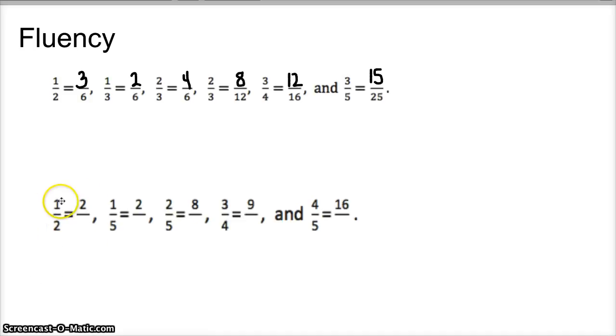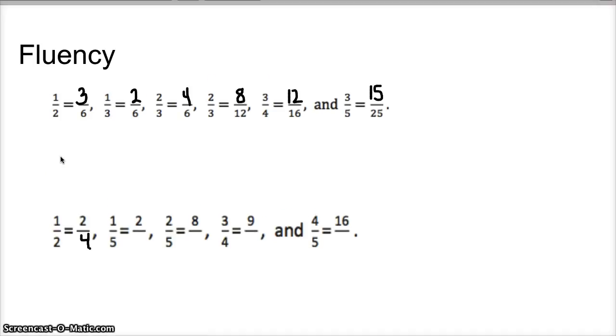The only difference is I have a top number and I'm missing the bottom number, but you're going to use the exact same strategy. So how do I get from 1 to 2? We're thinking multiplication, not addition. So 1 times 2, so 2 times 2 equals 4. Same thing for the bottom, 1 to 2, that's a times 2, so 5 times 2 is 10.